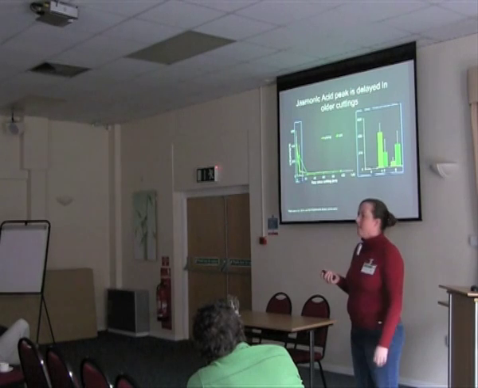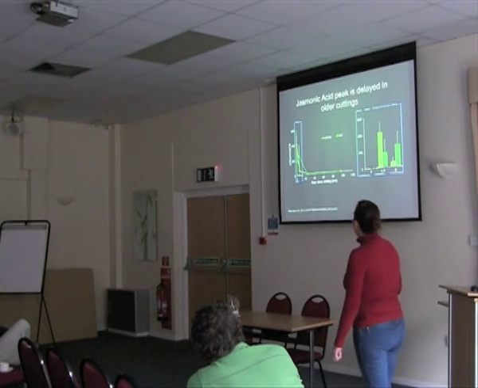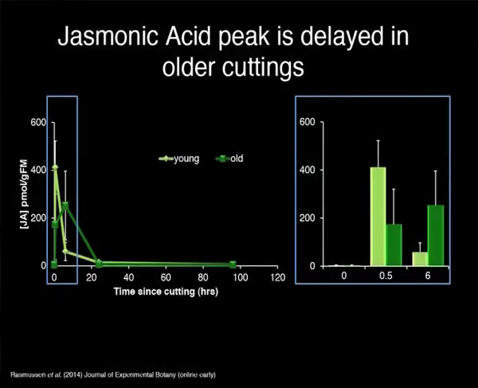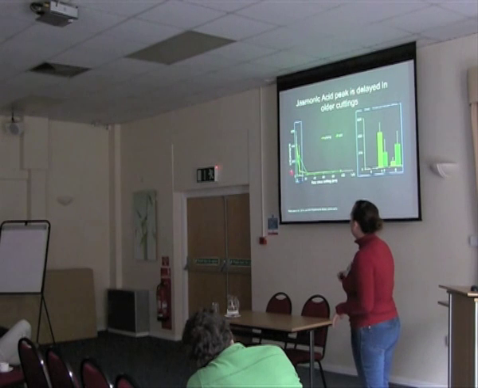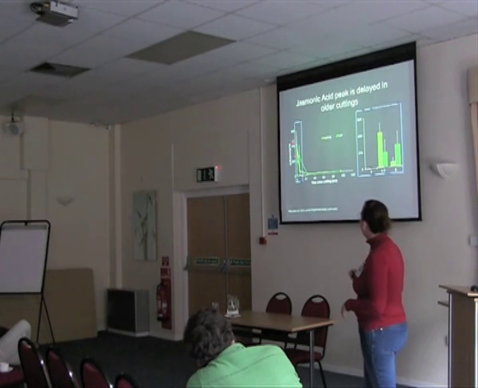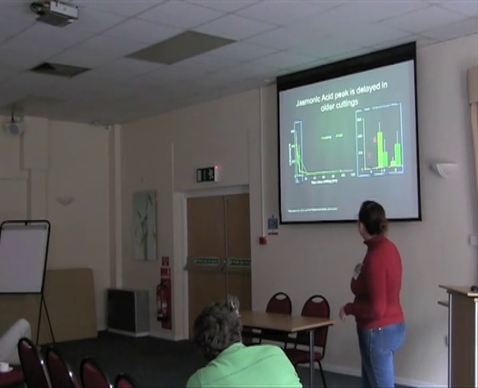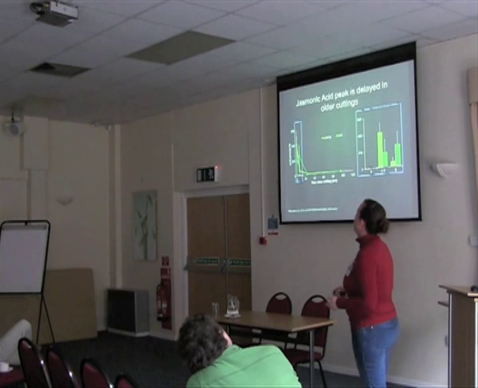So jasmonic acid is important for wound response. When you wound something, you get a peak in jasmonic acid production, and you can see that here in the young seedling, you get this peak. This is the same as this bit here in the blue box. I've just blown it up so you can see, but this is the time scale here since cutting, and this is the amount of jasmonic acid present. So we took them at no minutes, 30 minutes, 6 hours, 24 hours, and 96 hours after cutting. This is the half an hour and the 6 hours, and you can see this initial peak in jasmonic acid production, which is what we expected to see.